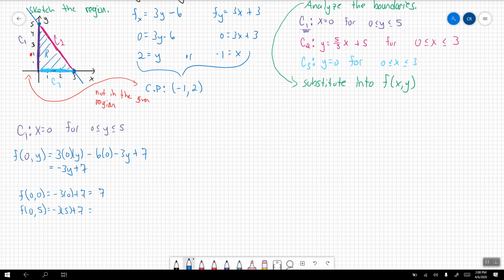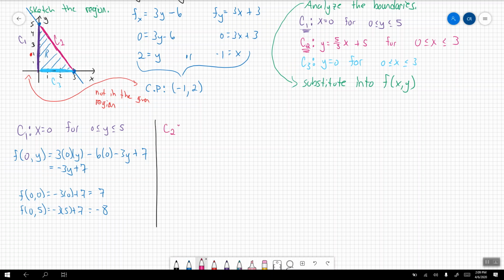Either way, we get some really nice answers here. Negative 3 times 5, that's going to be 15, and then plus 7, that should get us negative 8. So as far as our boundaries go, the boundary for the first curve gets us these two values that we get to observe, again because this function moves linearly.